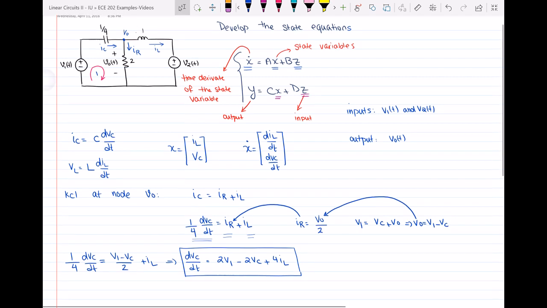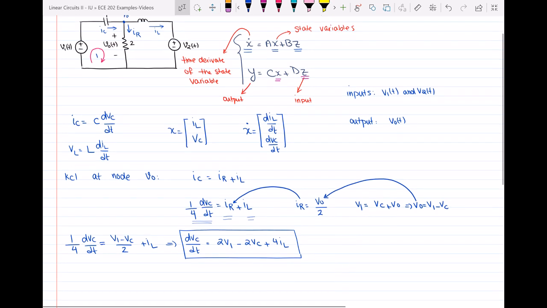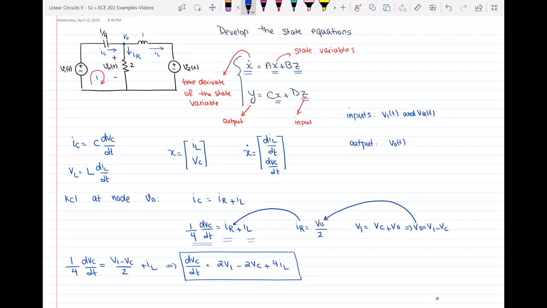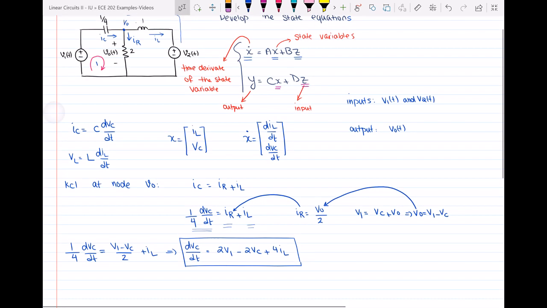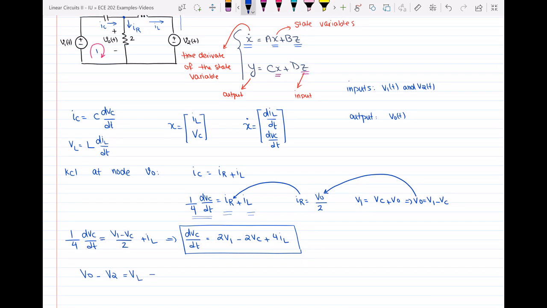If you look at the voltage across the inductor, we know that the voltage across the inductor is L dIL/dt. But if I look at this part of the circuit, I see that VO minus V2 is equal to VL, right? So from here, I can say that L dIL/dt, which is equal to VL, is equal to VO minus V2. Here I know that V2 is the input, so we're okay, but VO is the output, so I have to get rid of that.